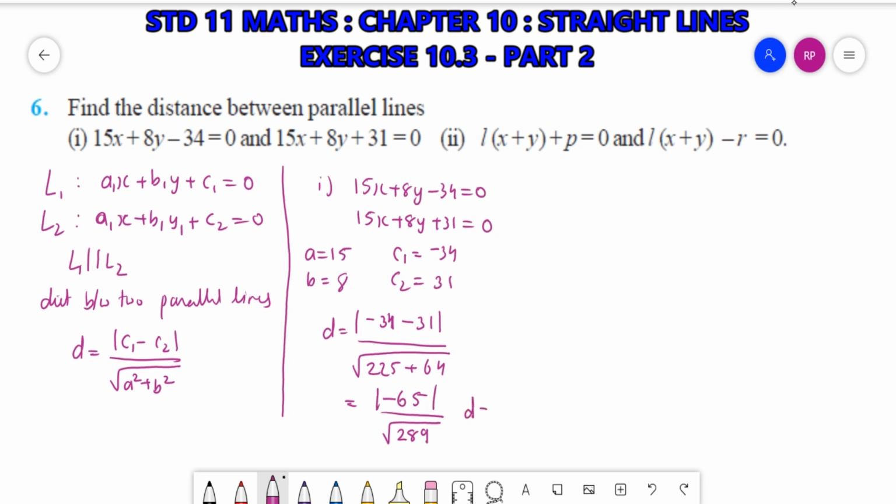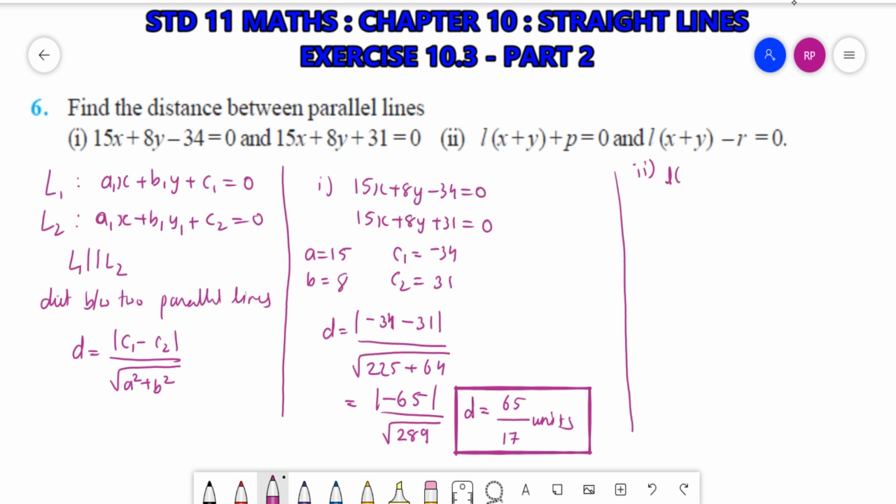So D will be equal to 65 upon square root of 289, that is 17. So it's 65/17 units. The distance between these both parallel lines in the first part of question six is 65/17 units. Now let's see the second part.